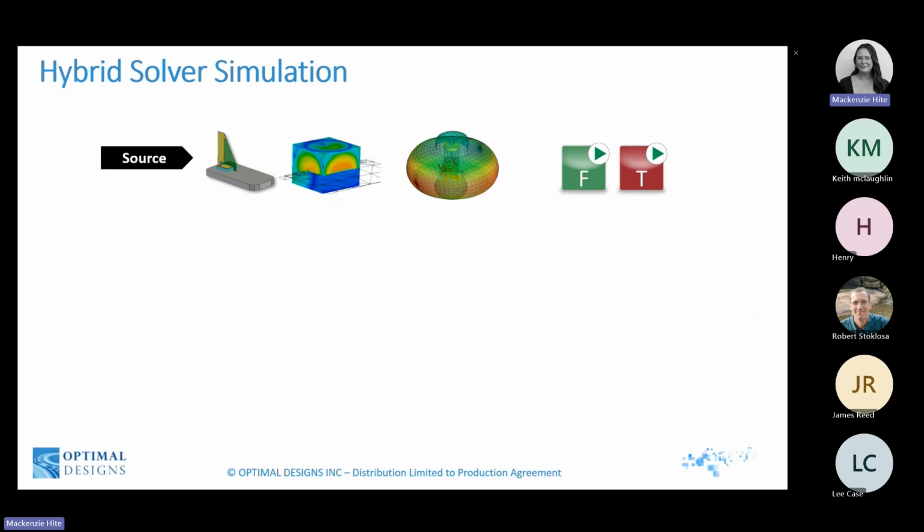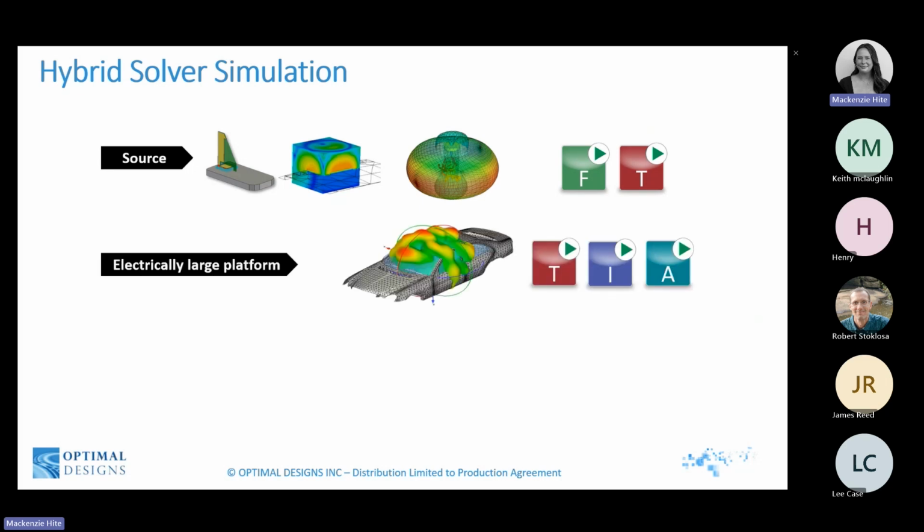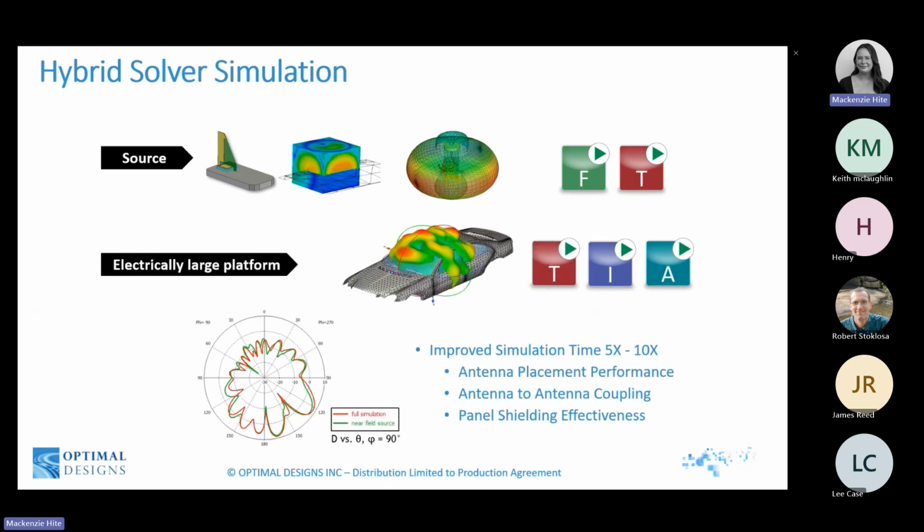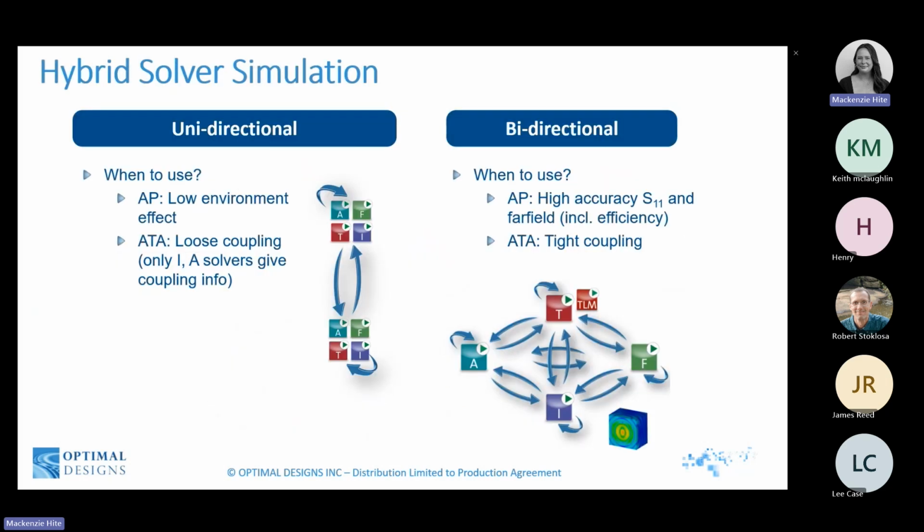Examples include simulating a solo antenna in the frequency domain and allowing the antenna in the near field or far field as a source file in the integral and asymptotic solver, including antenna placement studies. SAM also allows for unidirectional workflow when coupling between the source and the platform is weak, or bidirectional workflow for higher coupling between the source and platform.